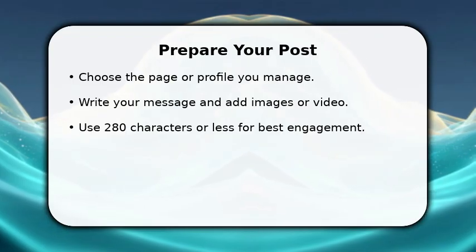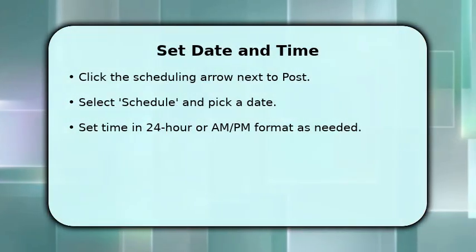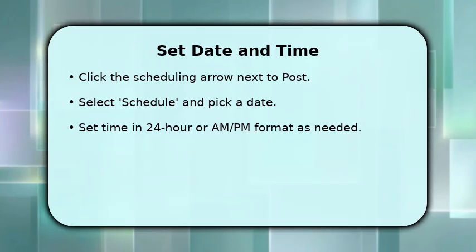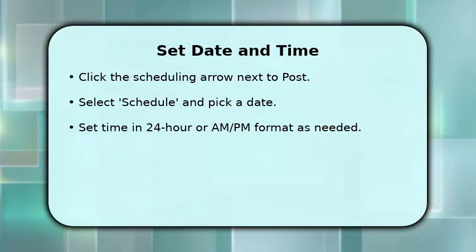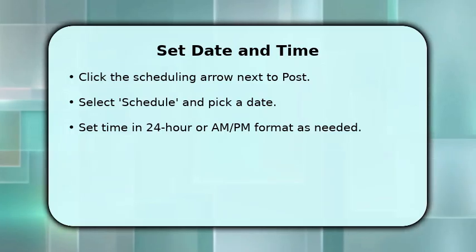Click the scheduling arrow next to post. After composing, locate the post button and click its small arrow to reveal publishing options. This opens scheduling controls. Select schedule and pick a date.